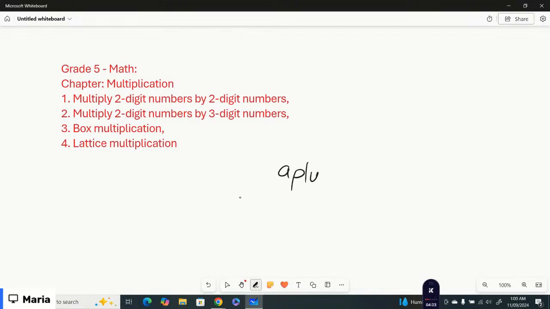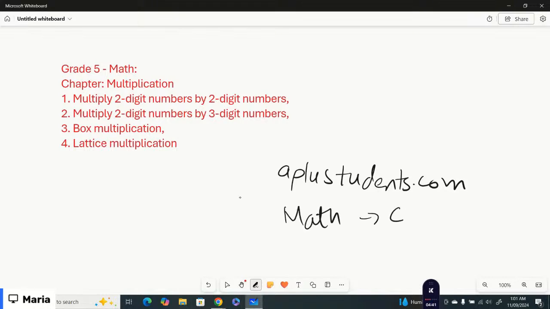You can find all the lessons on aplusstudents.com. You have to log in there using your email address, and the password is provided by the administrator. Then you have to select math from the subject tab, scroll down to grade 5 math, and then click on view all lessons. There you can find the list of the chapters.